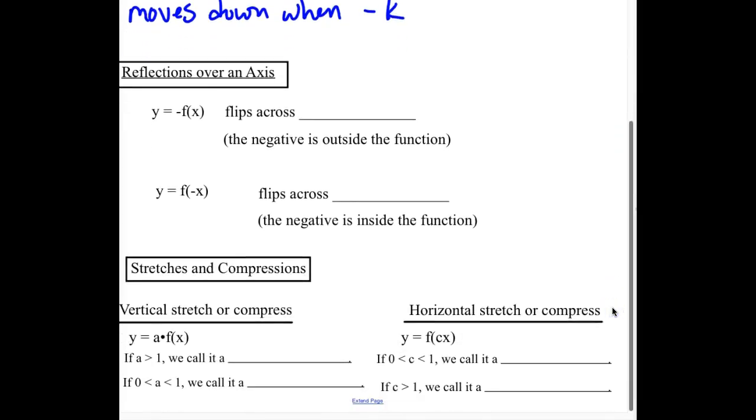Reflections. We have two different types of reflections. We can reflect over the x-axis and we can reflect over the y-axis. All right, those are the two we're going to be looking at. What happens if the negative is in front of our function? Which way would it move? It reflects across the x-axis when the negative is out front. When the negative is inside, it's going to reflect or flip across the y-axis. Double check your notes.